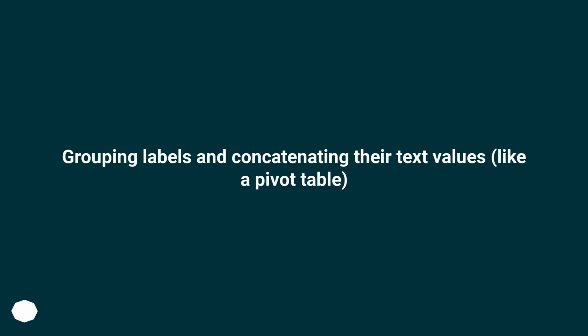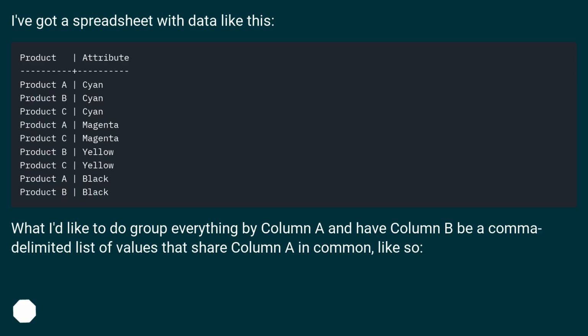Grouping labels and concatenating their text values, like a pivot table. I've got a spreadsheet with data like this. What I'd like to do is group everything by column A and have column B be a comma-delimited list of values that share column A in common, like so.